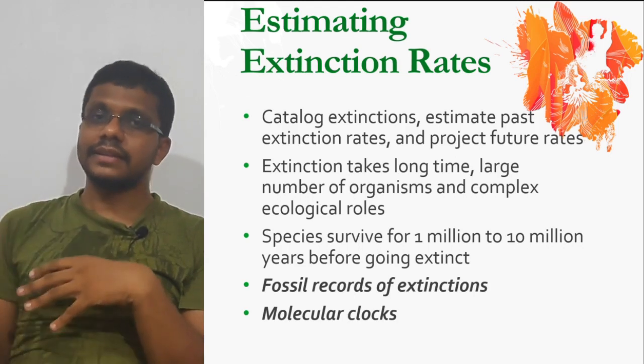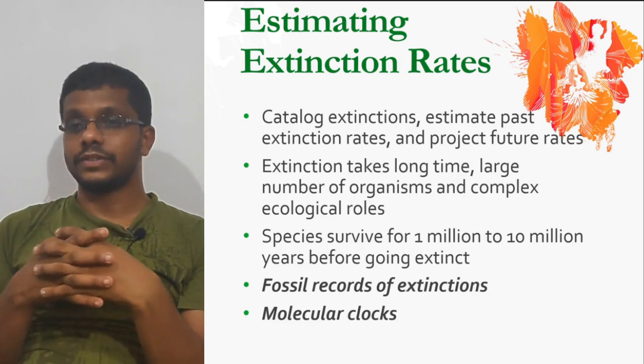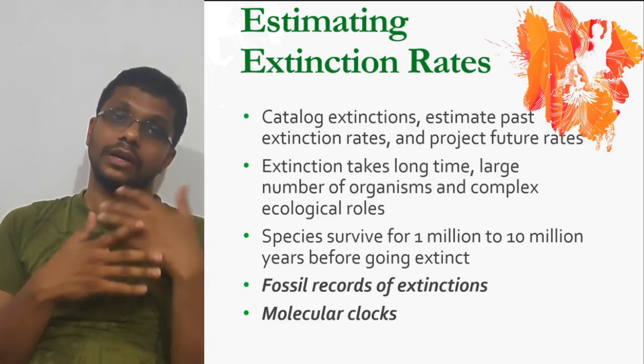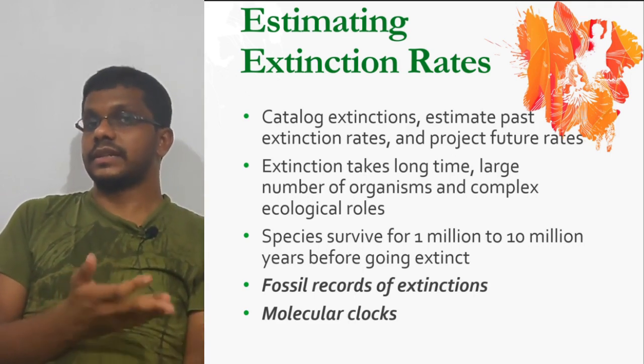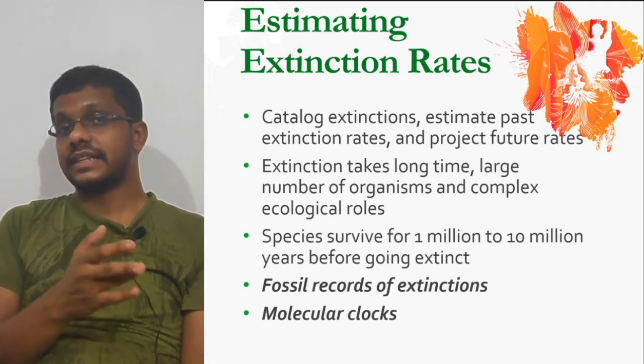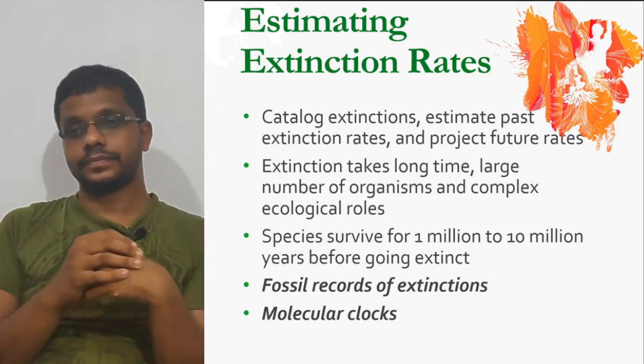And there are different methods of estimating the extinction rates. Firstly, the fossil records. We examine the fossil records so that we get an idea about how extinction has occurred in the past. And we can project these extinction rates, basically the background extinction rates and the mass extinctions, to the future.